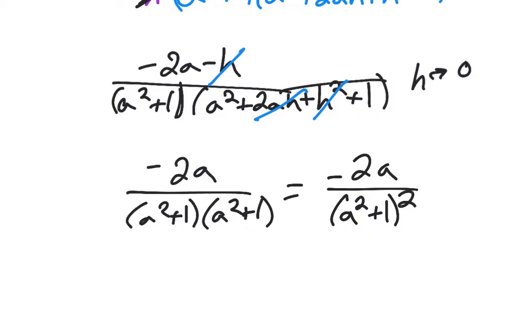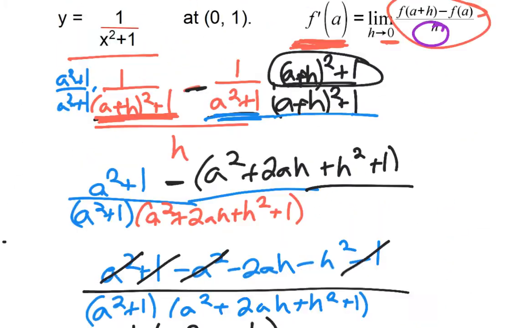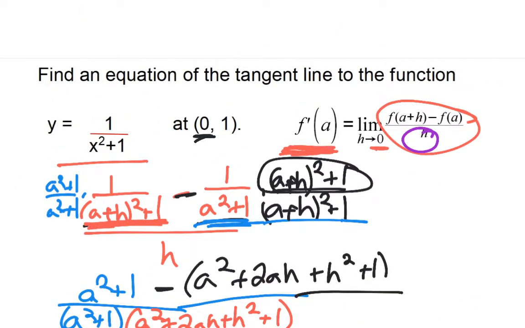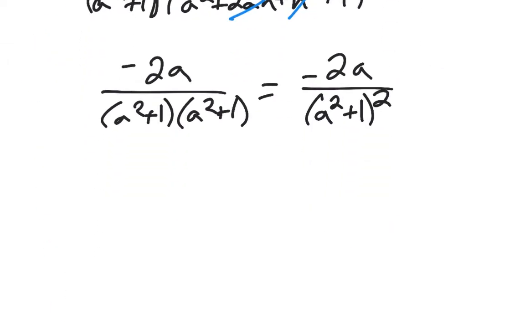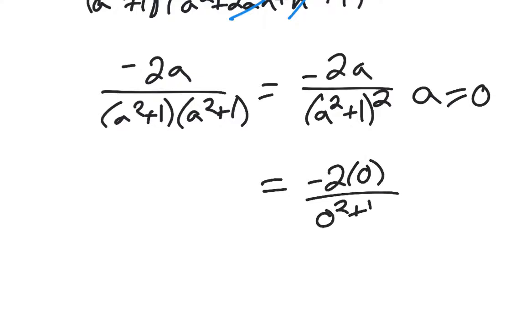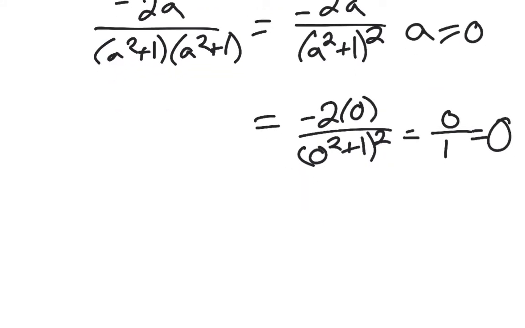And then it wanted, when scrolling up here, when a is 0, because that's what your x value is. So I want to know when a is equal to 0 what this value is equal to. So I'm going to plug in a 0: negative 2 times 0, all over 0 squared plus 1 squared. That's equal to 0 over 1. I need to make sure it's not a 0 in the denominator, so it's equal to 0. So my slope, when a is equal to 0, is 0. Yeah, all that work for getting a 0. So your slope is 0.